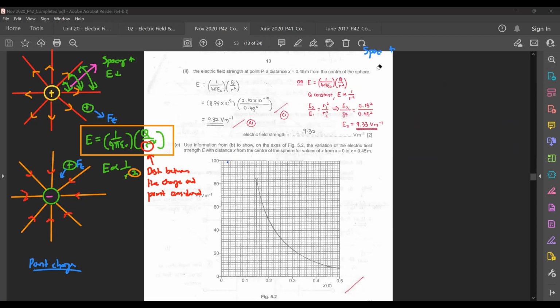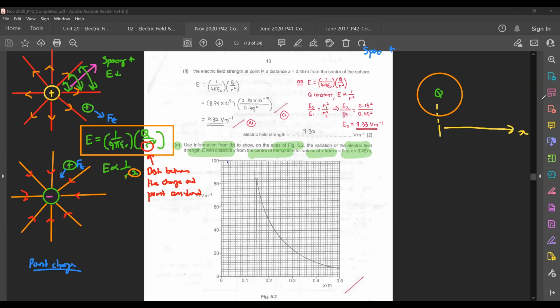Okay, now in part C, they mentioned that you're supposed to use the information from B to show on the axis of this figure below the variation of your electric field strength with distance x from the center of the sphere for values of x from 0 to 0.45 meter. So what you had was a sphere, charged sphere Q. Okay, and then you're considering the electric field strength with distance x from the center of your sphere.